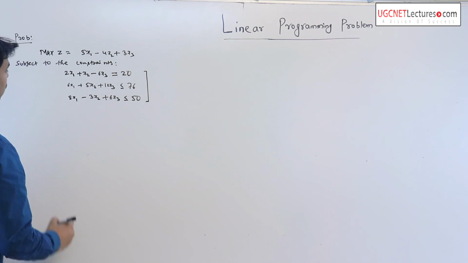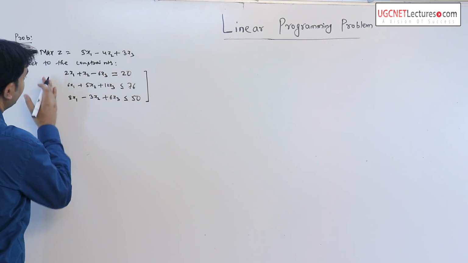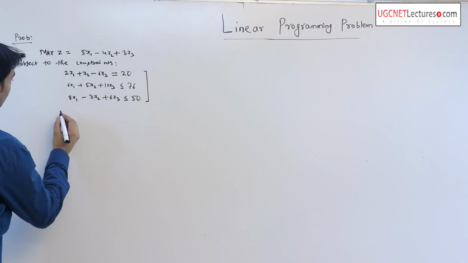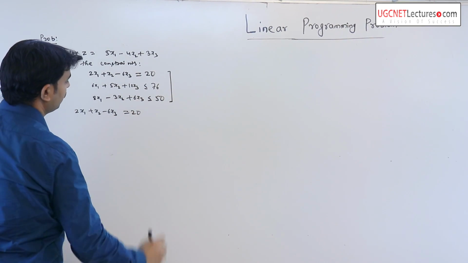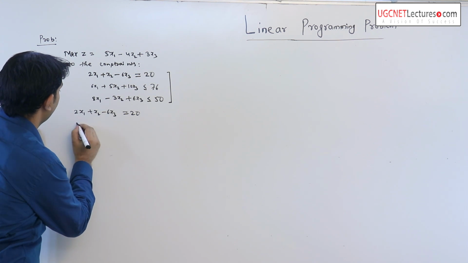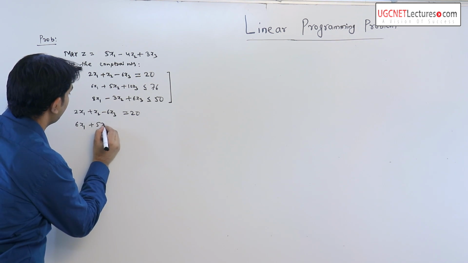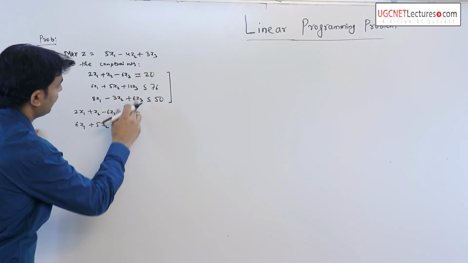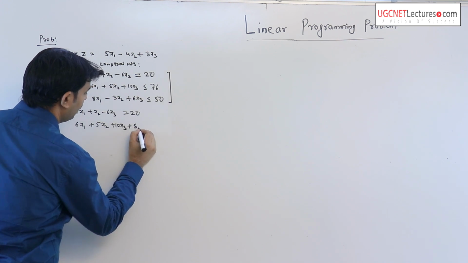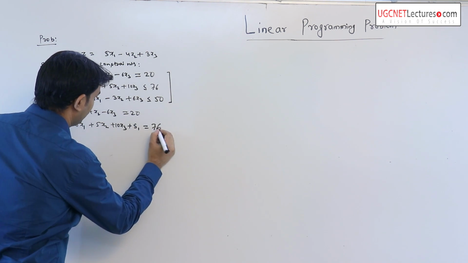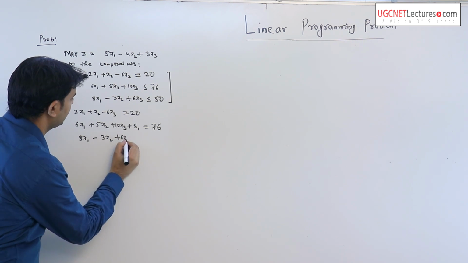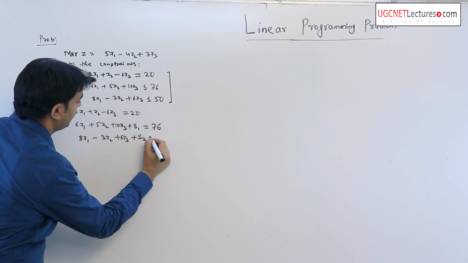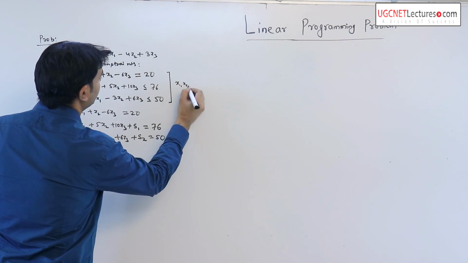For solving, first we have to write the problem in its standard form. So 2x1 plus x2 minus 6x3, as it is an equality type, we write as it is. But in the second constraint, 6x1 plus 5x2 plus 10x3, which is of less than or equal to type, if we add s1, the inequality becomes an equation. And 8x1 minus 3x2 plus 6x3, again introducing another slack variable s2, is equal to 50. Here all x1, x2, x3 are non-negative.